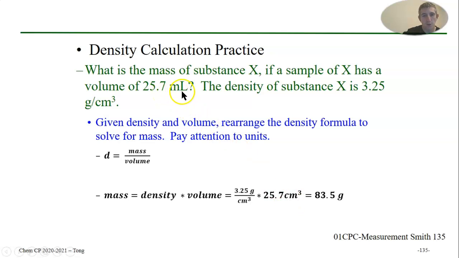Notice there's a little bit of a trick here, and we gave you mLs, but remember mL is the same as centimeters cubed. This not only looks like the algebra of plugging in the numbers after you made the variable, but it's also a bit of dimensional analysis, where the centimeters cubed crosses out, and you're left with just the grams left over. And so now you have grams over here. And again, just like dimensional analysis, when you multiply, multiply the numerators and divide by the denominators. So 3.25 times 25.7 gives you 83.5 grams.